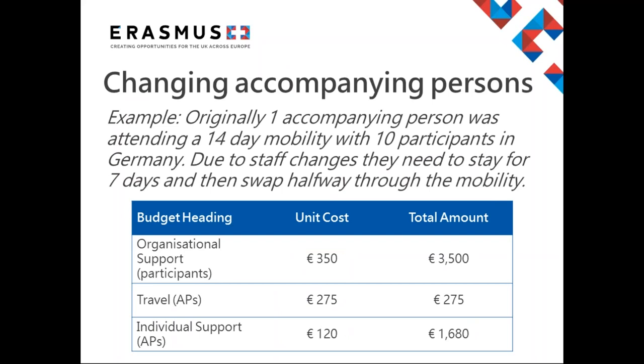This example states that originally one accompanying person was attending a 14-day mobility with 10 participants in Germany. Due to staff changes, they need to stay for 7 days and then swap halfway through the mobility. You may wish to change the attendance of accompanying persons on mobilities as per the example above, where the project wished to send 2 accompanying persons for 7 days each instead of 1 accompanying person for 14 days. The unit costs for accompanying person travel and individual support are shown above and can be found at Annex 4 of your grant agreement.